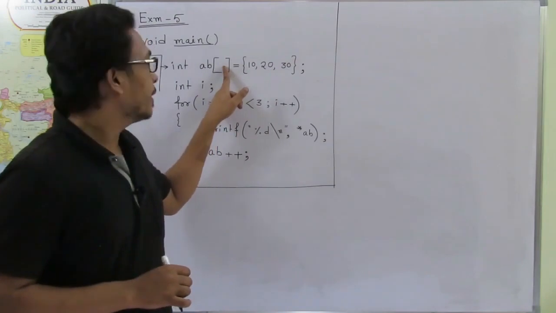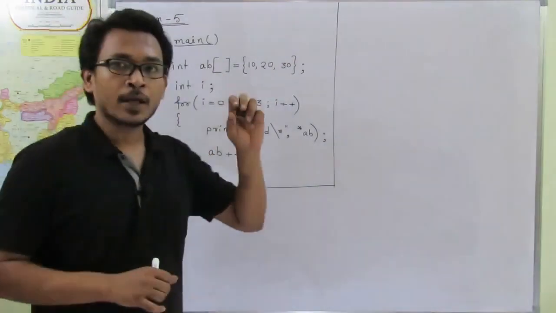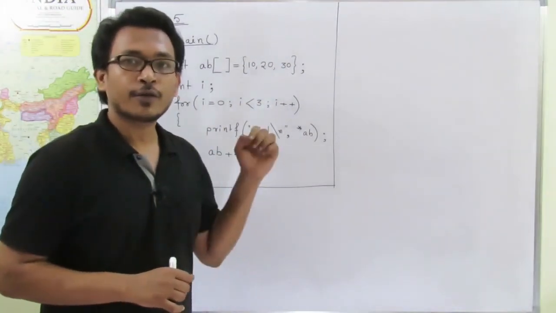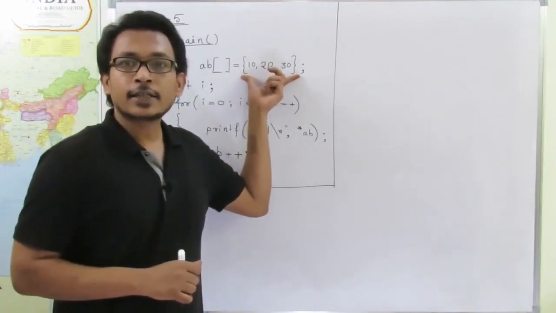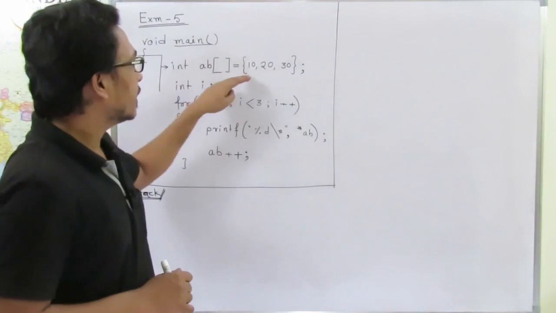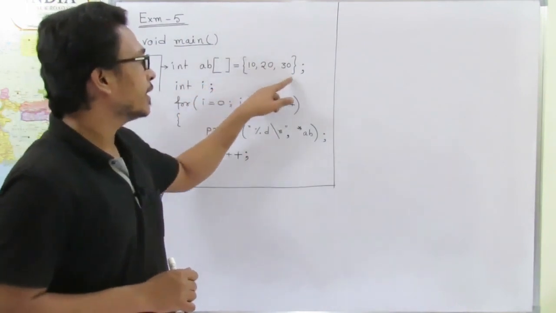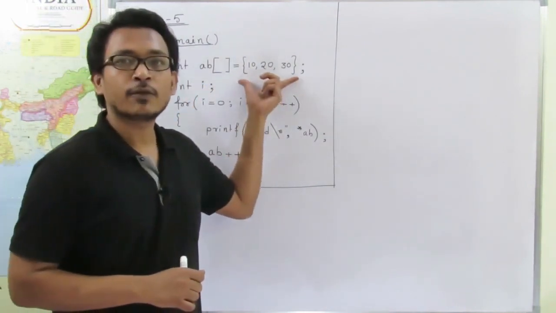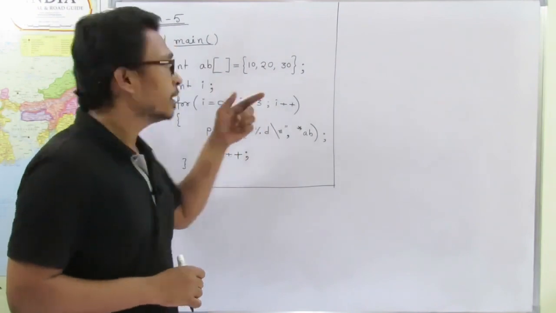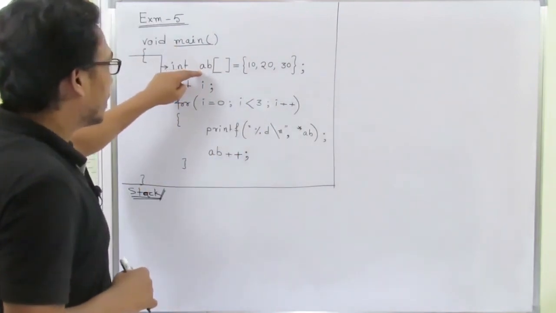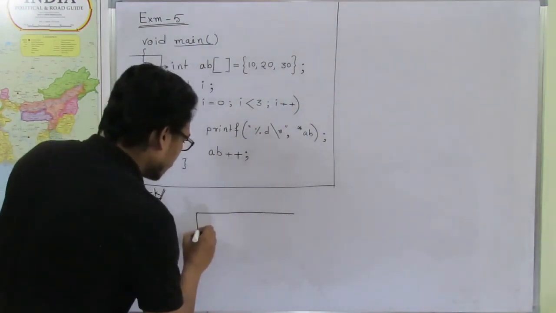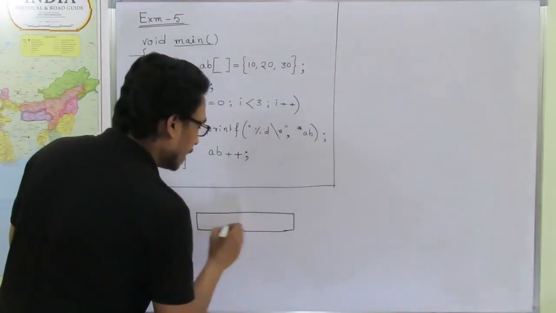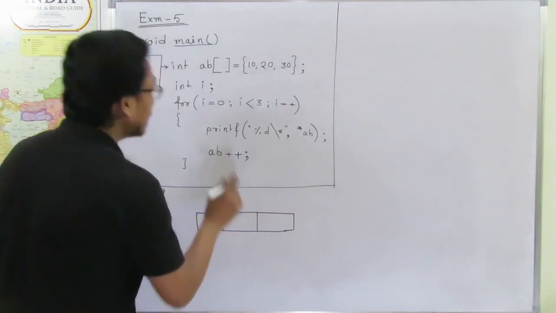So how much memory block will be allocated for this array, that depends on the initialized data. Now how many elements are there in the initialization? Only 3 elements are initialized for this array AB. That means for this AB array a total of 12 bytes of memory will be allocated.